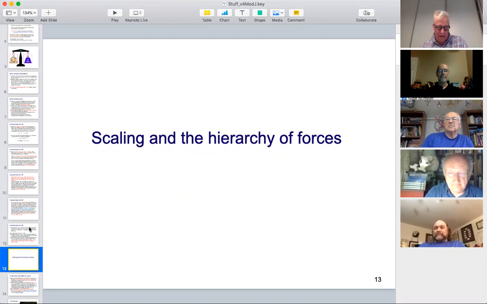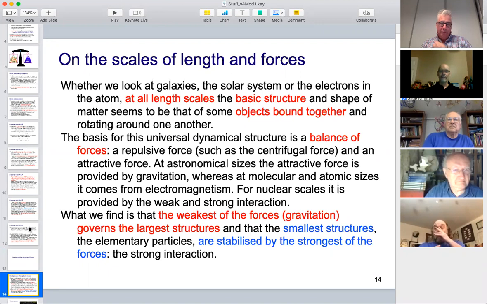If you look at different things from galaxies, solar systems, down to electrons, all length scales, the basic shape of matter seems to be of some objects bound together and rotating around one another. Just look at it. At all different scales, you have very similar kinds of forms. Watch Arnie's talk, if you don't believe me, that's really quite striking. But the basis for this universal dynamical structure is really a balance of forces.